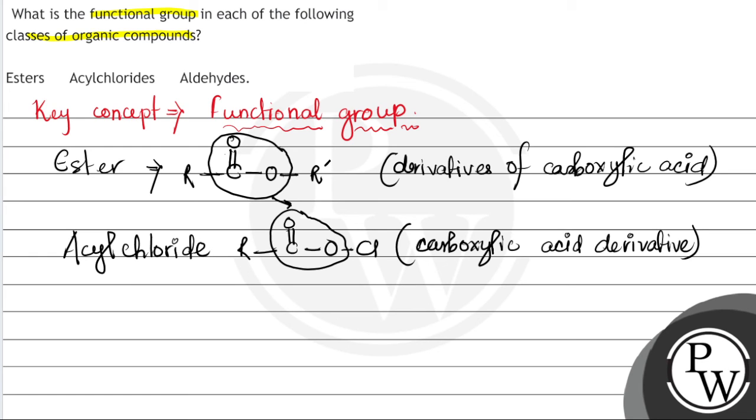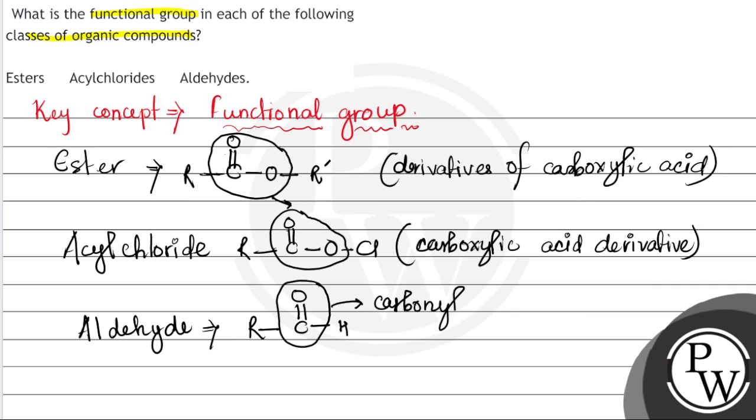Now for aldehydes, in case of aldehydes what happens is that हाइड्रोकार्बन जो है वो बॉन्डेड होती है एक कार्बन से जो कि डबली बॉन्डेड होती है एक ऑक्सीजन से, फिर ये कार्बन एक हाइड्रोजन से अटैच होती है. Now this group is called carbonyl functional group. Therefore we can say that aldehyde belongs to carbonyl functional group. I hope आपको समझ में आ गया हो.